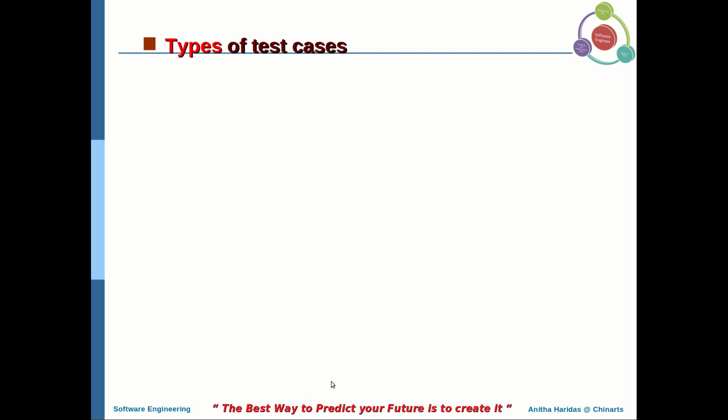Now the next thing is, what are the things we have discussed now? What do you mean by a test oracle? What do you mean by a test plan? What do you mean by a test case? Next, the different types of test cases. What are the different types of test cases that you can generate? One, you can have a functional test case. What do you mean by a functional test case?